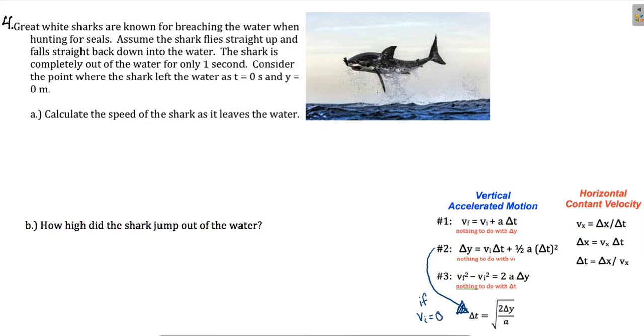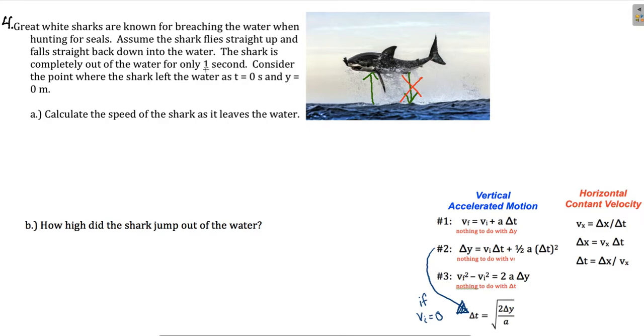So what I told you in class is the easiest way to approach this problem is you know the shark goes up and comes back down. If we only think about half of that motion, it makes this problem a whole lot easier. So for the rest of this problem, we're only going to think about the upward motion of the shark.